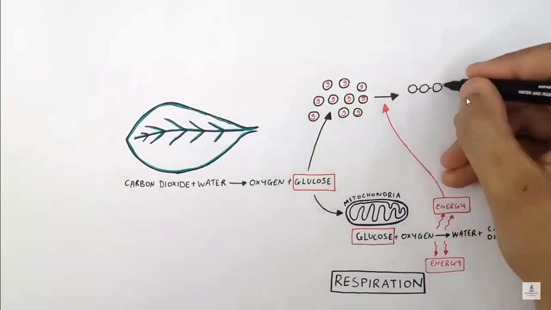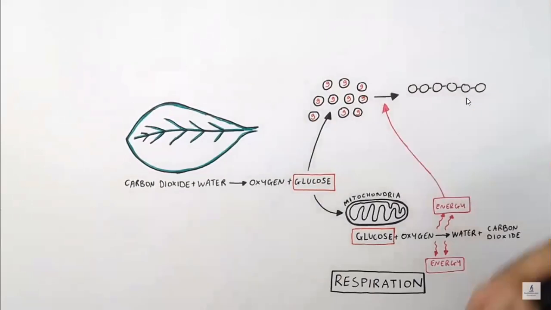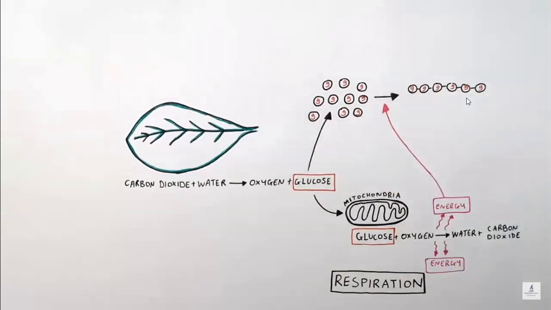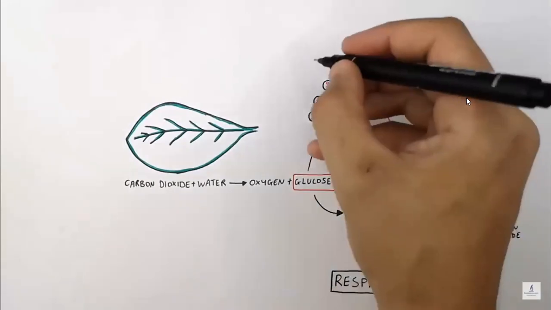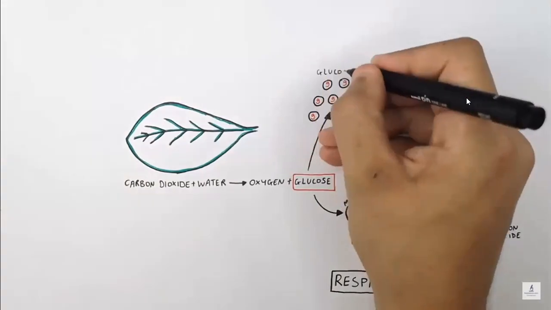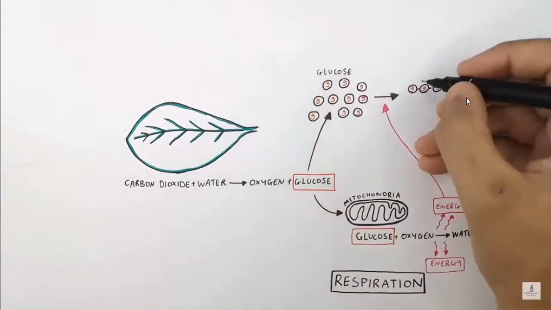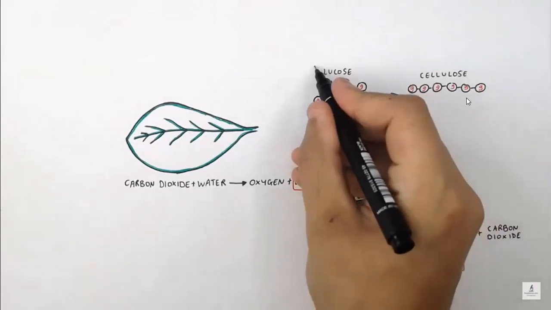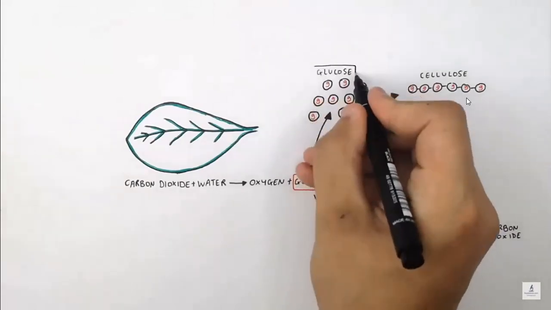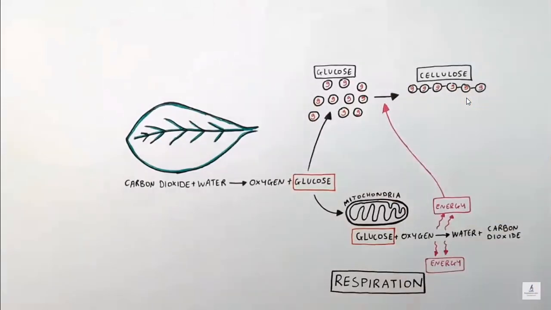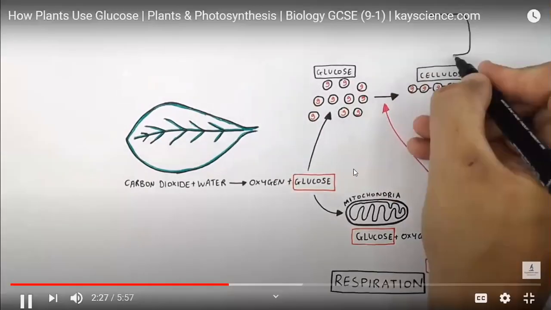So what I'm drawing now is cellulose, which is glucose molecules that have been bonded together to form the polymer cellulose. The energy released by the mitochondria during respiration is used to make bonds between glucose molecules to form cellulose. And cellulose is used in plant cell walls.